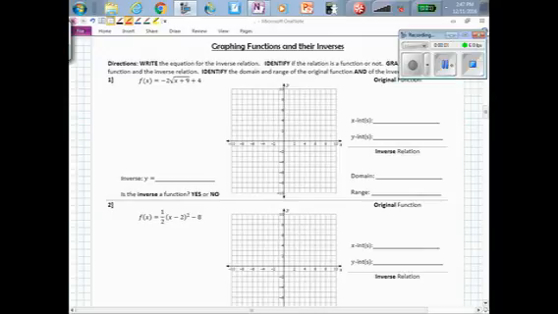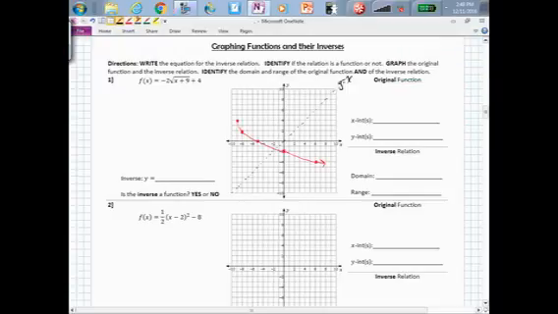Okay, we're going to do two things in this video. We're going to graph functions and their inverses, and then we're going to write the equations for the inverses. Let me pause though and go ahead and graph. Okay, so let's go ahead and graph the second one.